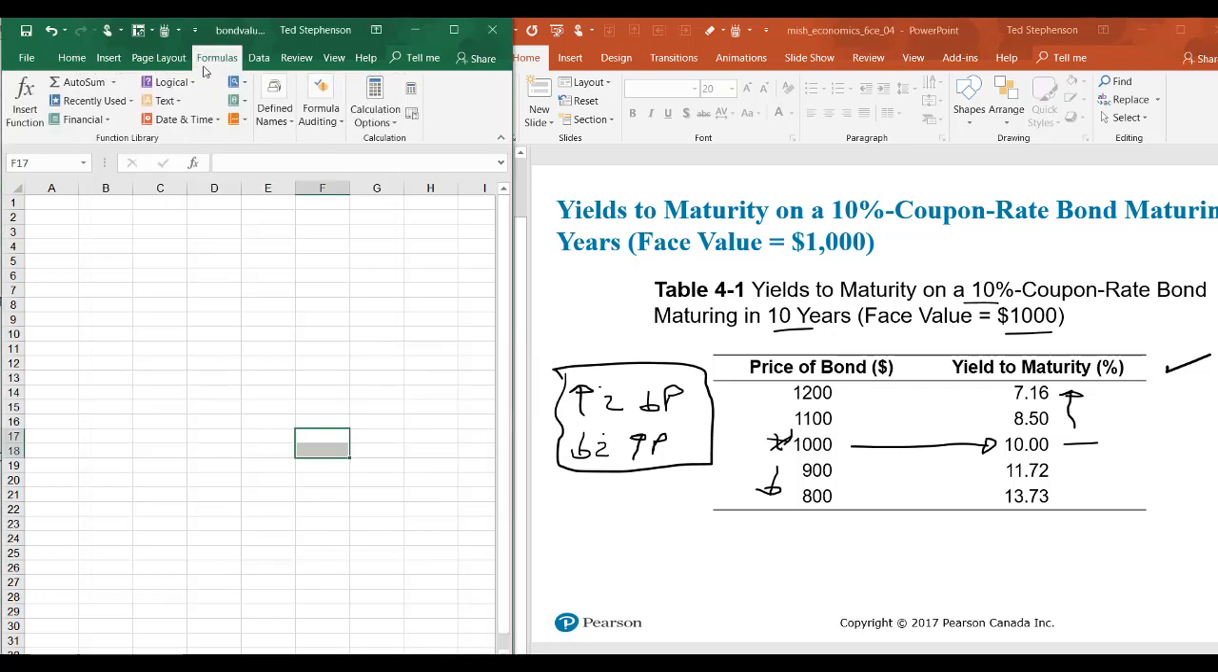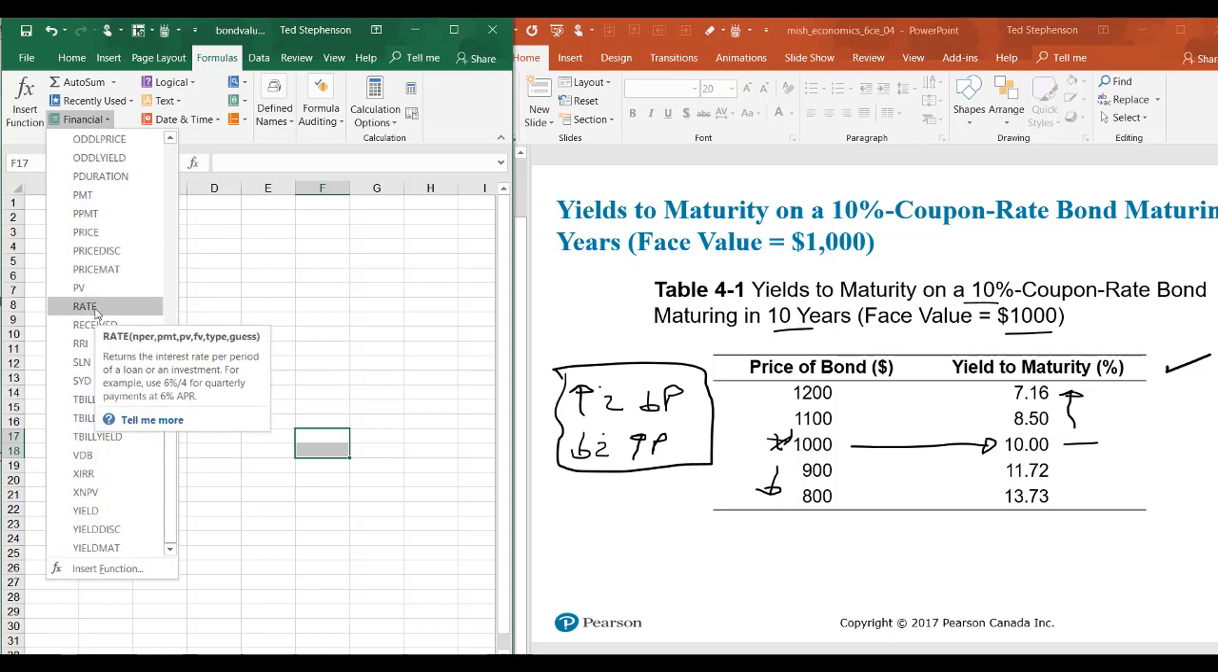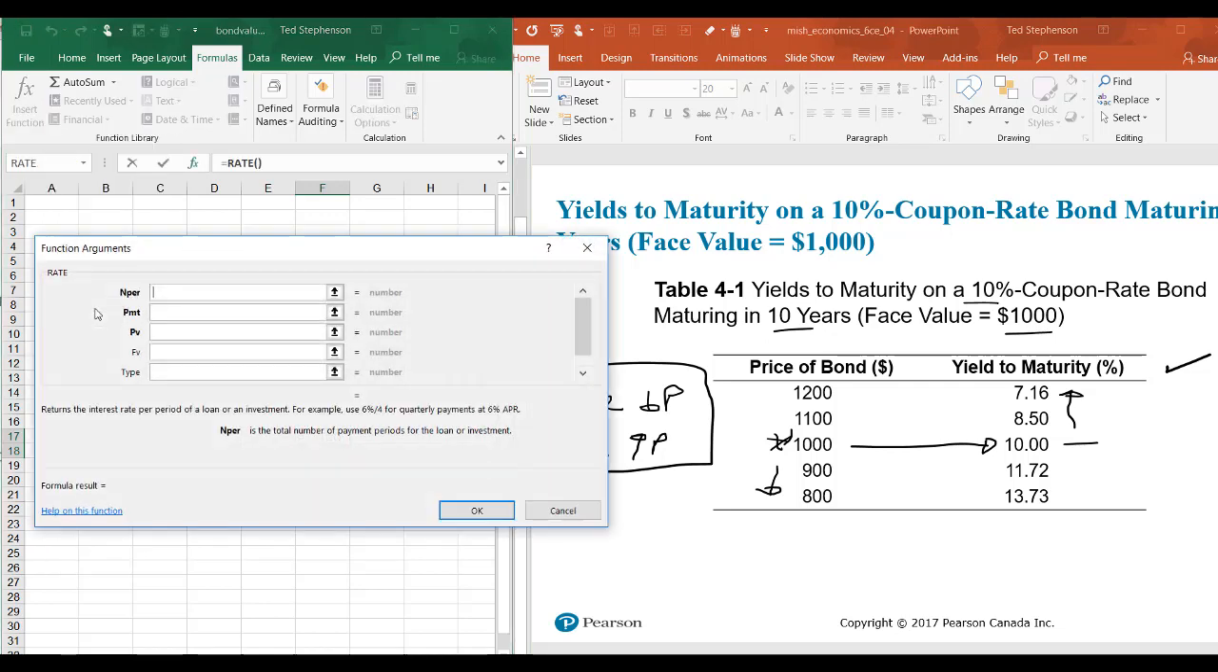Okay, so let's just bring up the Excel functionality now. So we're going to go to our formulas, financial, and in this case, we're calculating the rate. So we click here on the rate. Okay, so the number of periods is 20 because it's 10 years semi-annual.